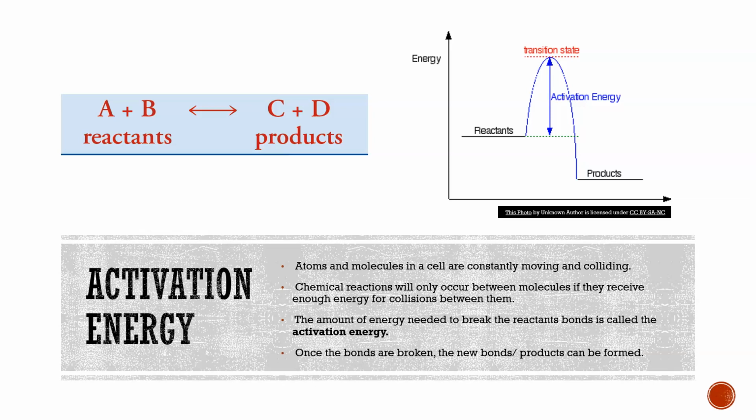Once the bonds in the initial molecules are broken, then new bonds can form and you can get new products. Okay, so imagine you've got reactant A, reactant B, they had enough energy that when they collided, the bonds in reactant A and those bonds in reactant B broke, and therefore they could then rebond, maybe in different structures, to form products C and D.